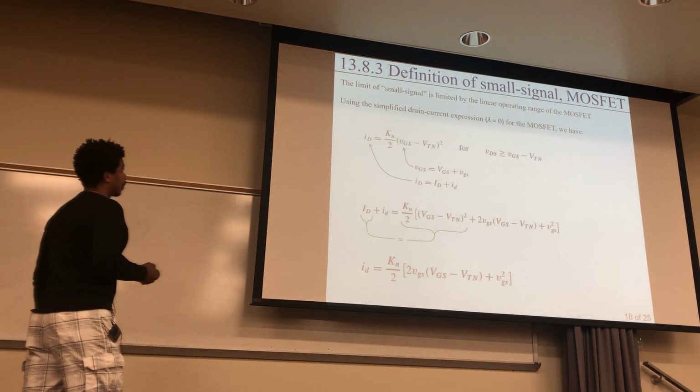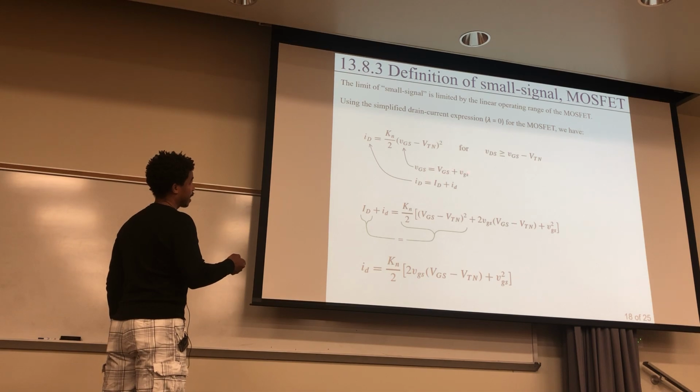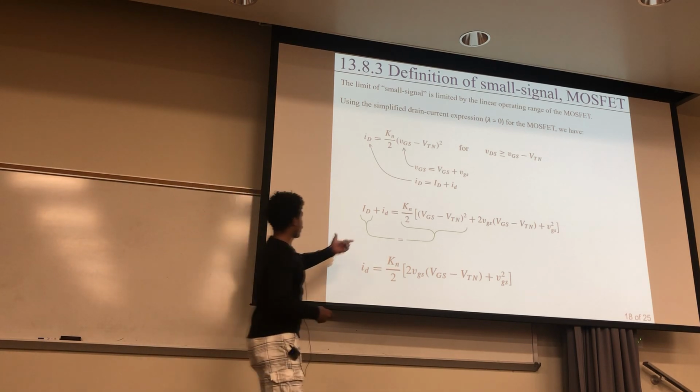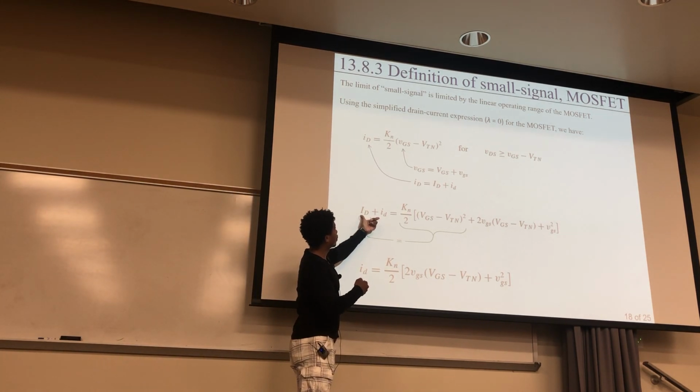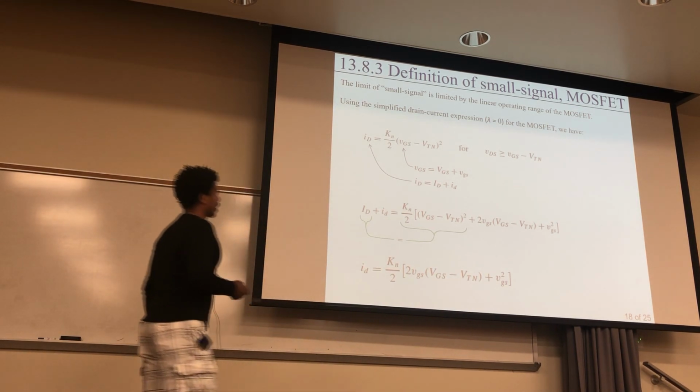Now what we can do is replace the total drain current with the DC plus AC. If we plug that in here, and then replace the gate source voltage with the DC plus AC, we get this expression right here. This was just this being plugged in, and that right there is just that being plugged in.